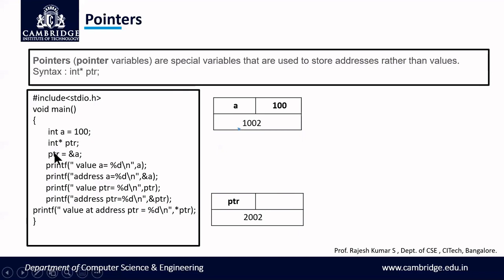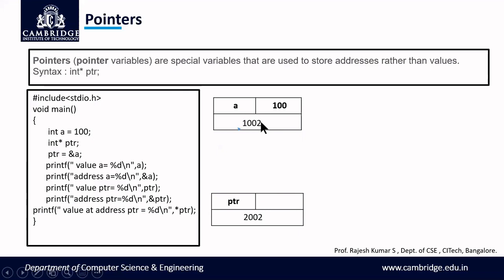Coming to the next line, you can observe that ptr equals ampersand of a. Ampersand here tells about the address. Whose address am I trying to refer to? I'm trying to refer to a's address. What is the address of variable a? The address of variable a is 1002.